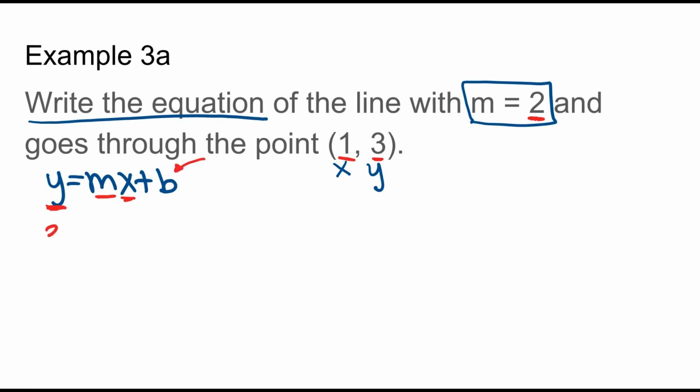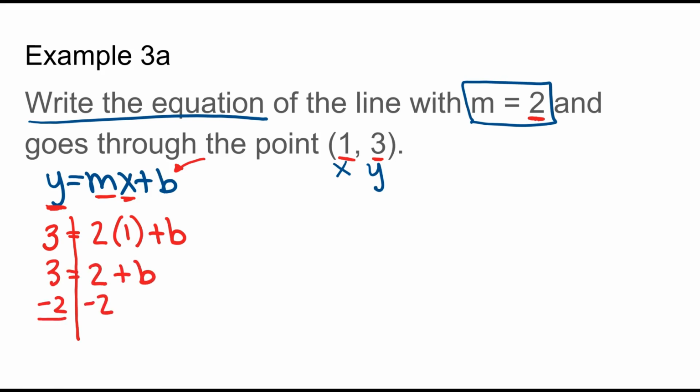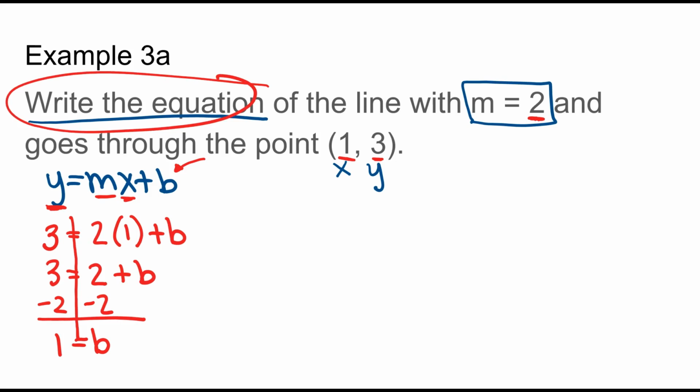So let's sub it in. Y is equal to m x plus b. Well, I know how to solve that. 3 is equal to 2 plus b. Subtract 2 on both sides. 1 is equal to b. Now be careful, don't circle that. They want an equation. So y equals mx plus b.